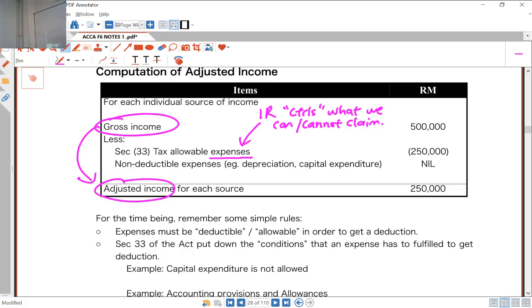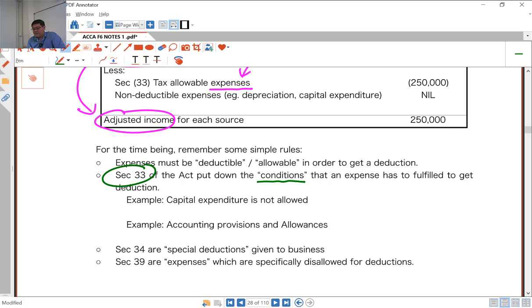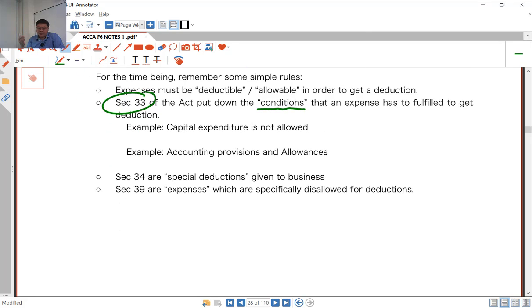Now, the government doesn't allow us to claim anything we like. Simply because the government wants to control to make sure that the expenses that you claim must be legit for their purpose. So how do they know what you can and what you cannot claim? The law will tell us. So the law tells us, for example, section 33 is a section that lays down conditions for an expense to be deductible.